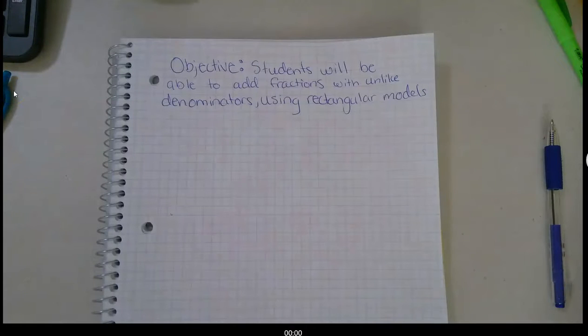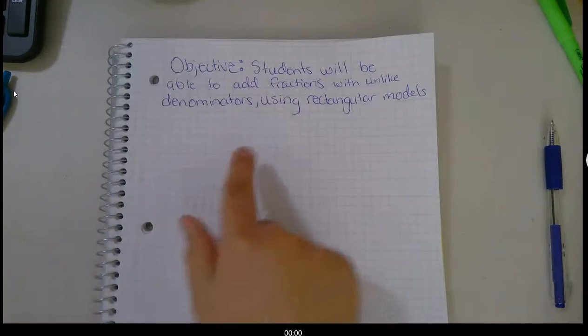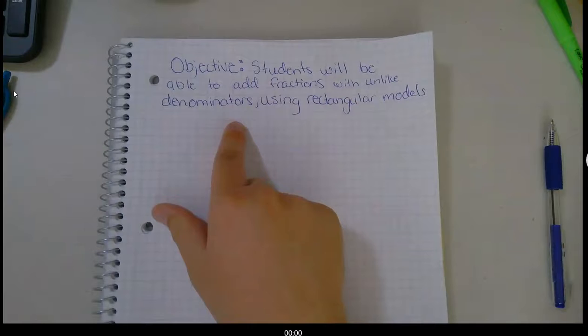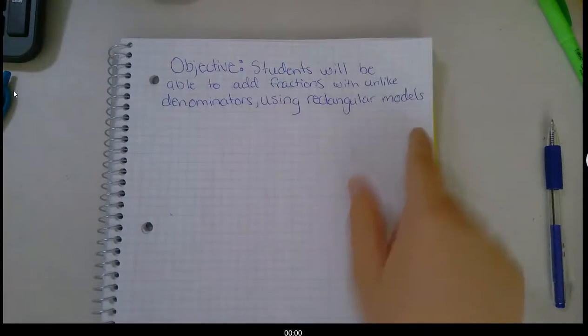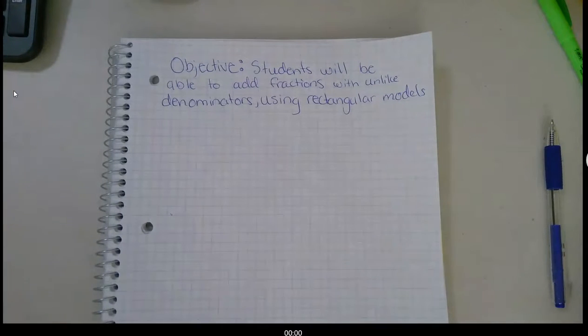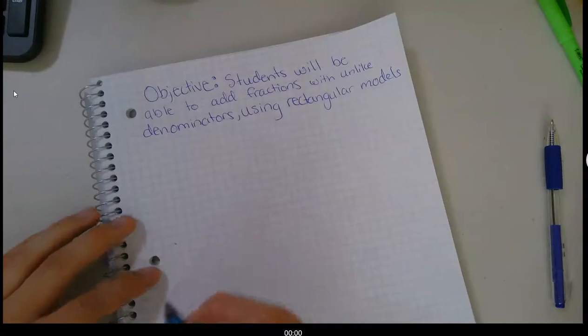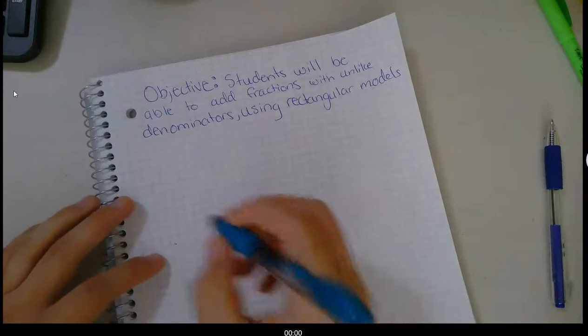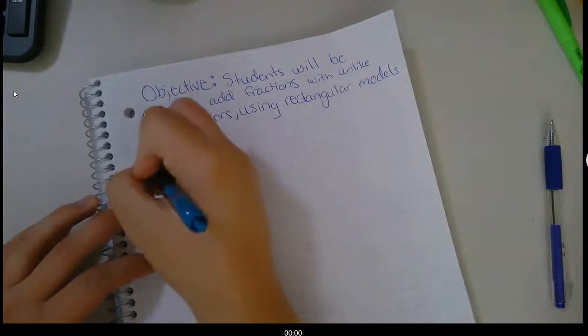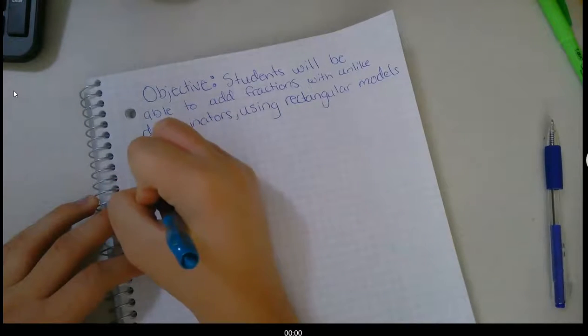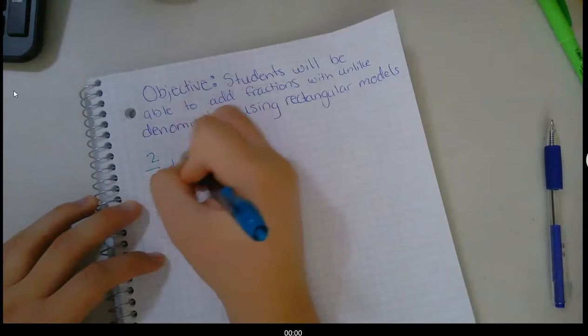Hello guys, my name is Diego Hernandez, and today's objective is students will be able to add fractions with unlike denominators while using rectangular models. So to start off, the fractions we are going to add are 2/5 and 1/6.